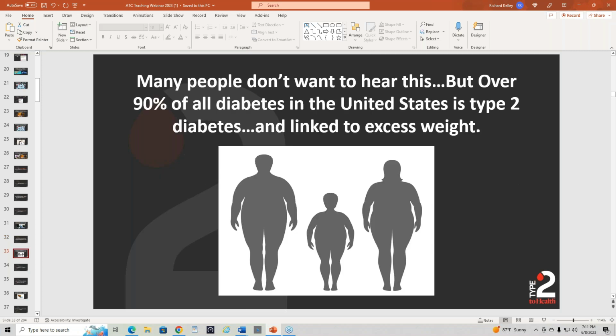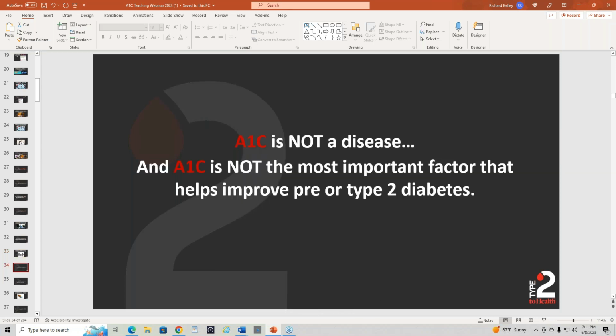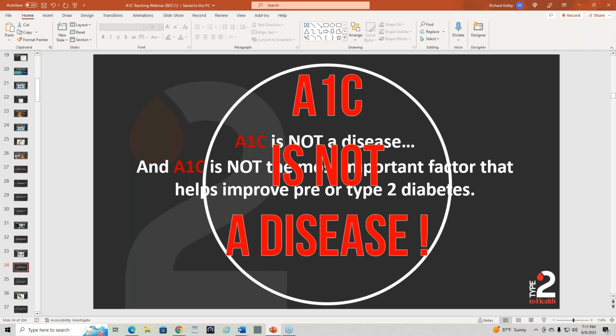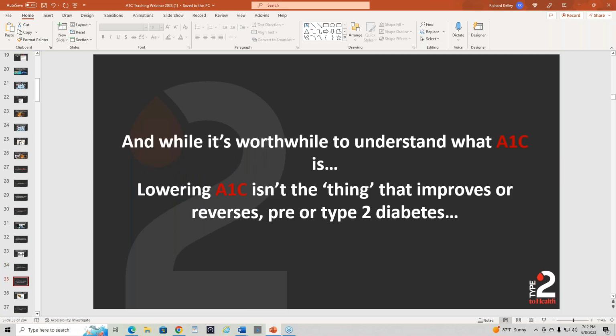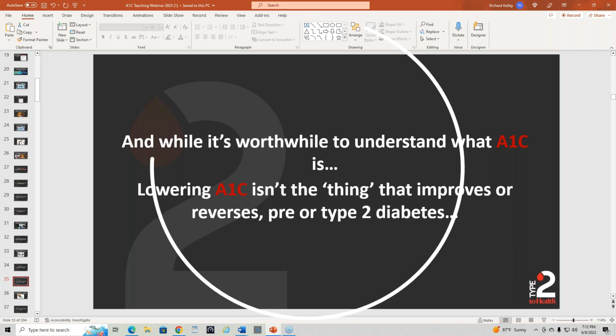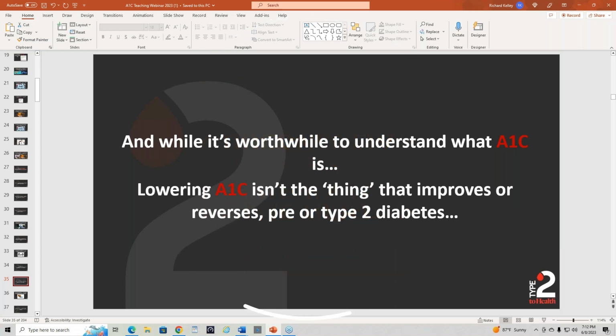It all surrounds A1C. So many people don't want to hear this, but over 90% of all diabetes in the United States is type 2 diabetes, and it's linked to excess weight. A1C is not a disease, and it's not the most important factor that helps improve pre or type 2 diabetes. And while it's important to understand what A1C actually is, lowering A1C isn't the thing that improves or reverses pre or type 2 diabetes. That may surprise some people here, but it's simply not the most important factor that determines whether your pre or type 2 diabetes improves.